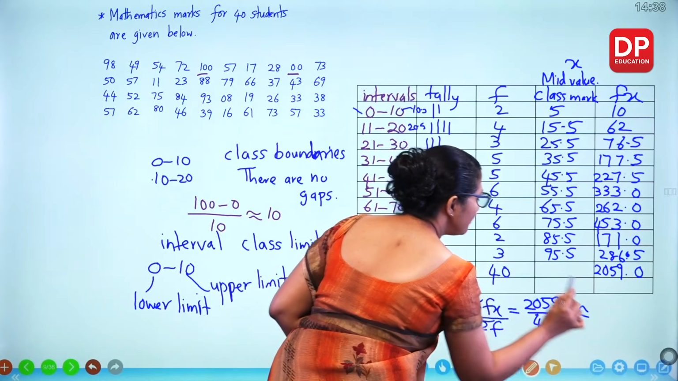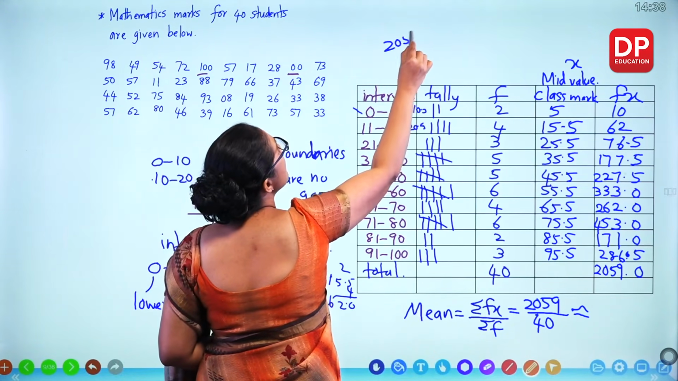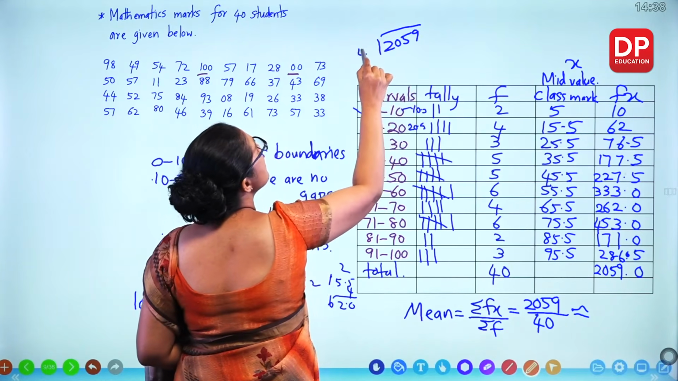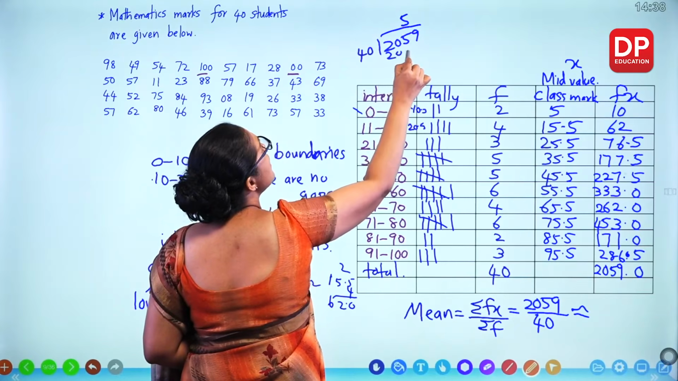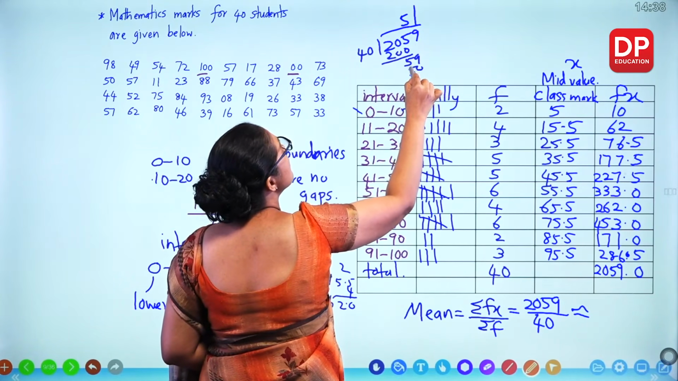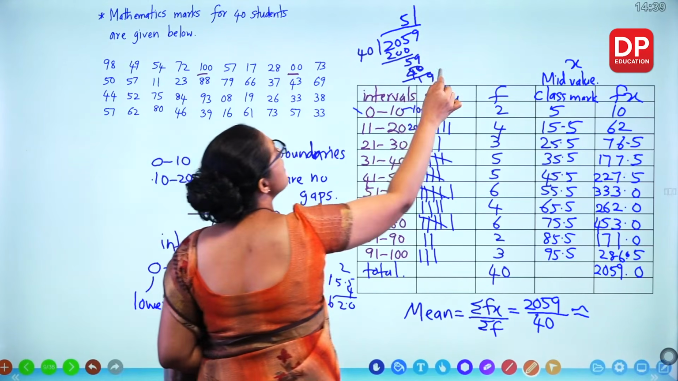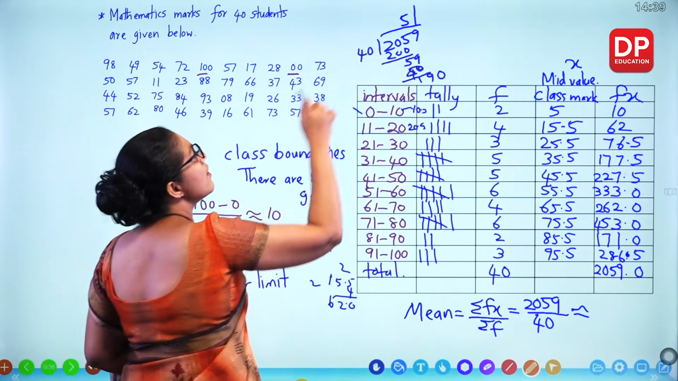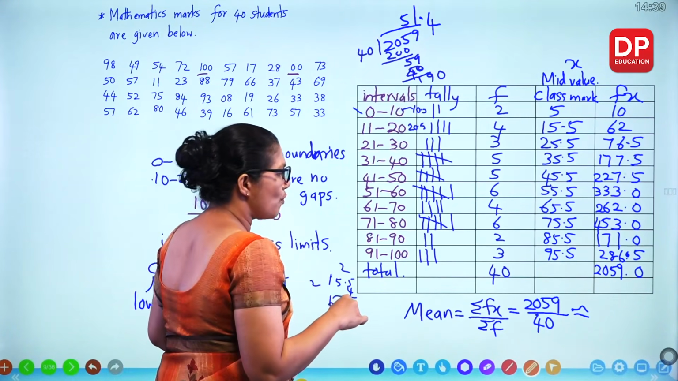Divide 2059 divided by 40. 40 times 5, 200. For 59, that's 1. That's 40. So you get 190. So roughly 51.4.